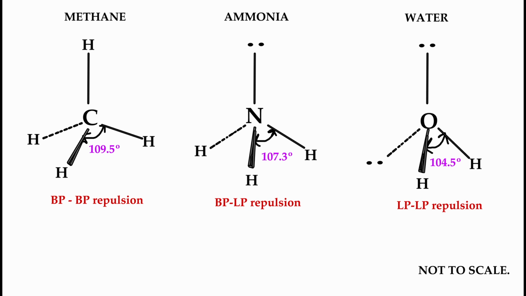Now let's look at sp3 hybridization, where one s and three p orbitals combine to form four sp3 orbitals. This results in tetrahedral geometry with 109.5 degree angles. In methane, all four orbitals bond with hydrogen atoms, forming a perfect tetrahedron. In ammonia, one of the sp3 orbitals holds a lone pair, creating a pyramidal shape with a bond angle of 107 degrees. In water, two lone pairs reduce the bond angle to 104.5 degrees, giving it a bent or V shape.